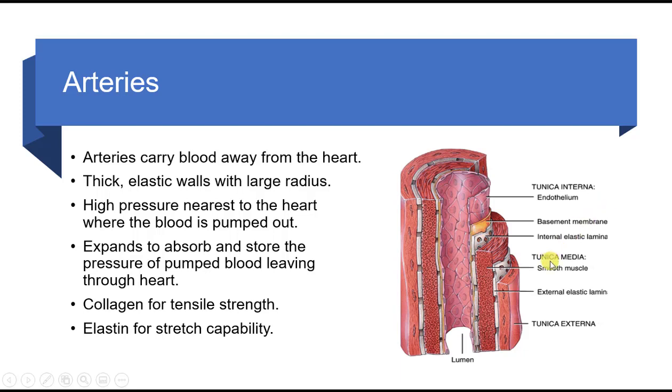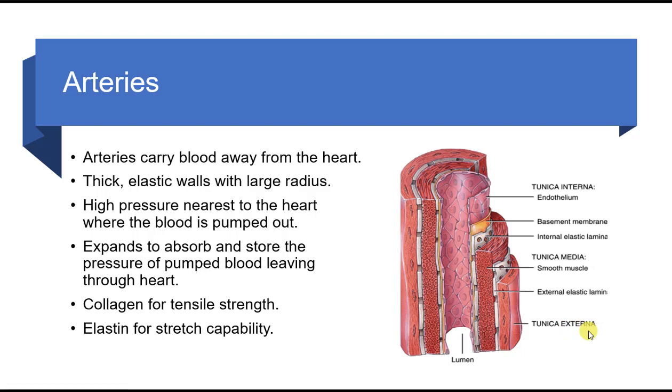After that, we have the tunica media, which is composed of smooth muscle and the external elastic membrane or external elastic lamina. This again serves the same purpose, and it is used for contraction of the blood vessel. I've talked about this in the previous slide as well, so I'm not going to repeat that. Further, we have the tunica externa, the outermost layer of the blood vessel, which consists of connective tissue composed of elastic and collagenous fibers.